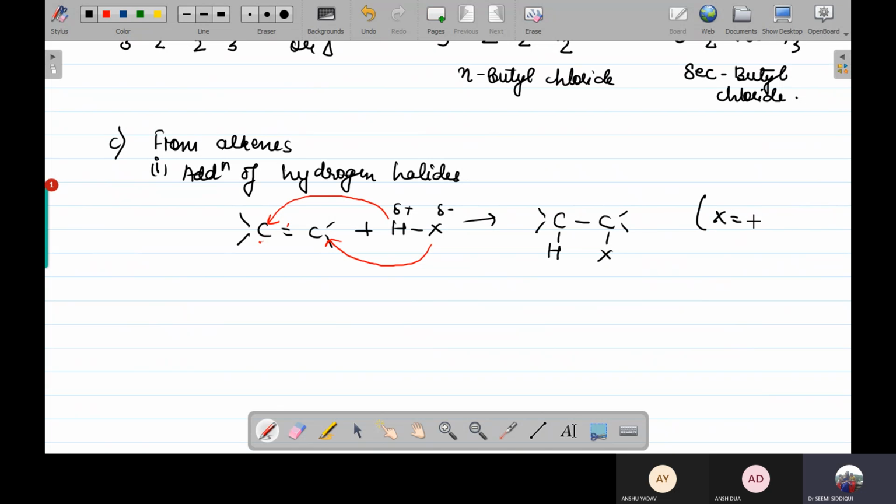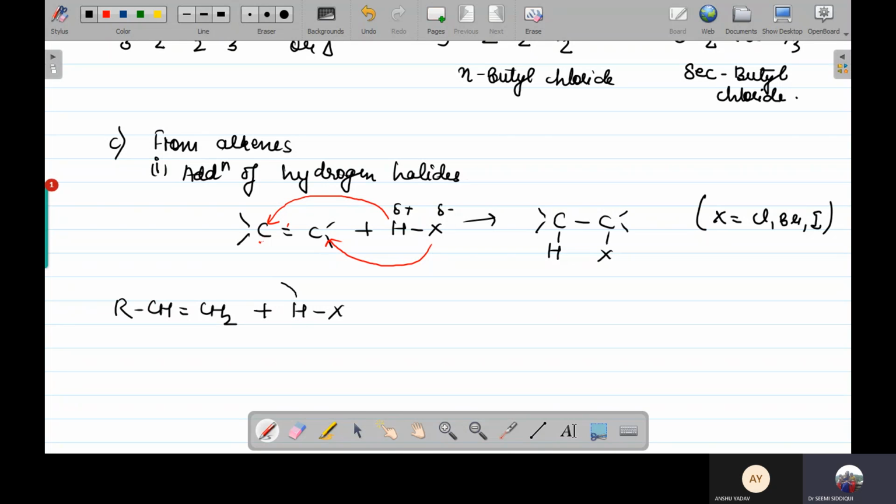Over here, X can be chlorine, bromine and iodine. Now, say suppose the alkene which we have taken is this, and a hydrogen halide. Now, this hydrogen is going to attack on this carbon atom, and this halogen is going to attack on this carbon atom. So what will be the result over here?